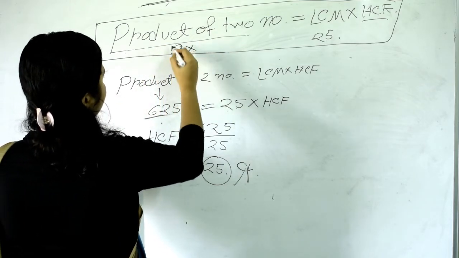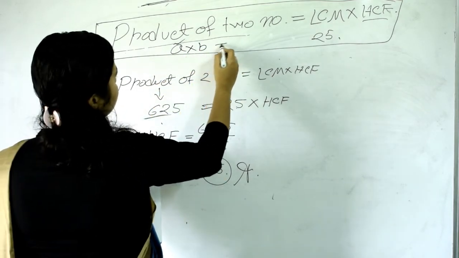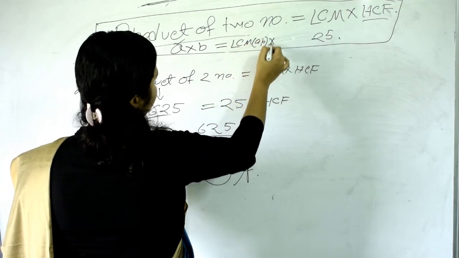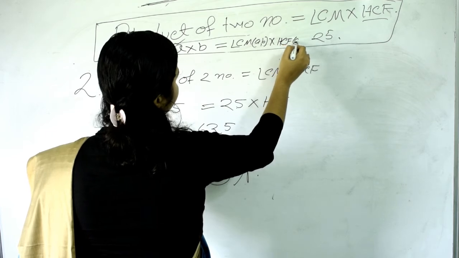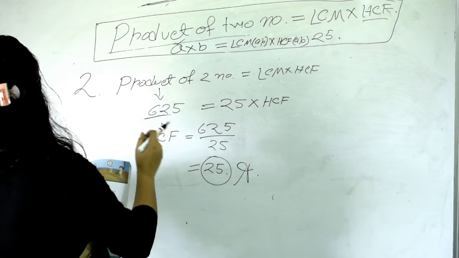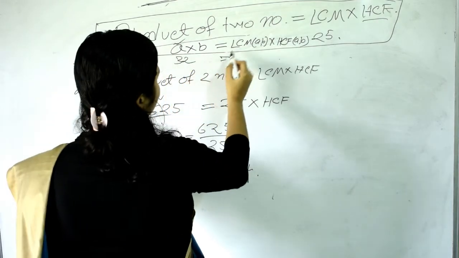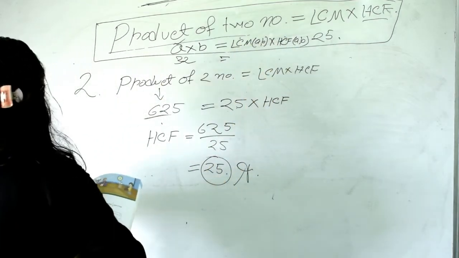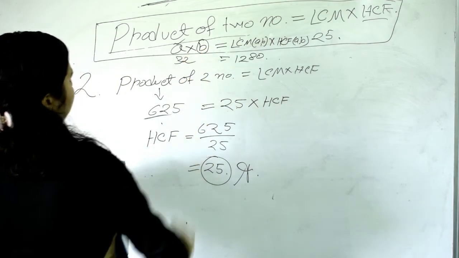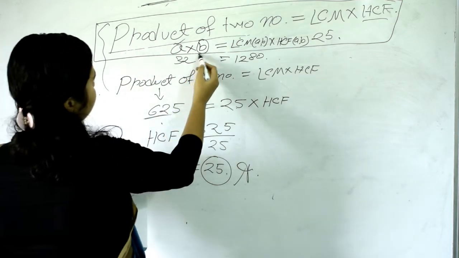Suppose A is one number and B is another number. That means the product of two numbers equals LCM of A and B into HCF of A and B. So here, suppose A is given in question number 3. A is 32 and the product of LCM and HCF is given, which is 1280. You have to find the other number. So by the same formula you can find B also.